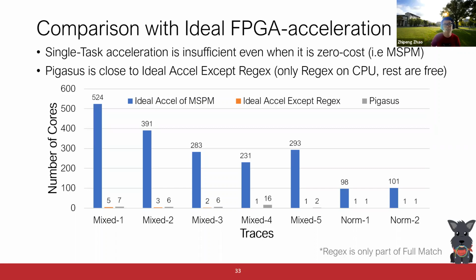The second data point is ideal acceleration except regular expression. In this case, we assume that only the regular expression is executed on the CPU, and the rest of the tasks are free. Note that the regular expression is only part of the original full matching task. This is basically the best we can achieve with the current Pigasus architecture. And as you can see, the Pigasus performance is very close to this ideal acceleration.